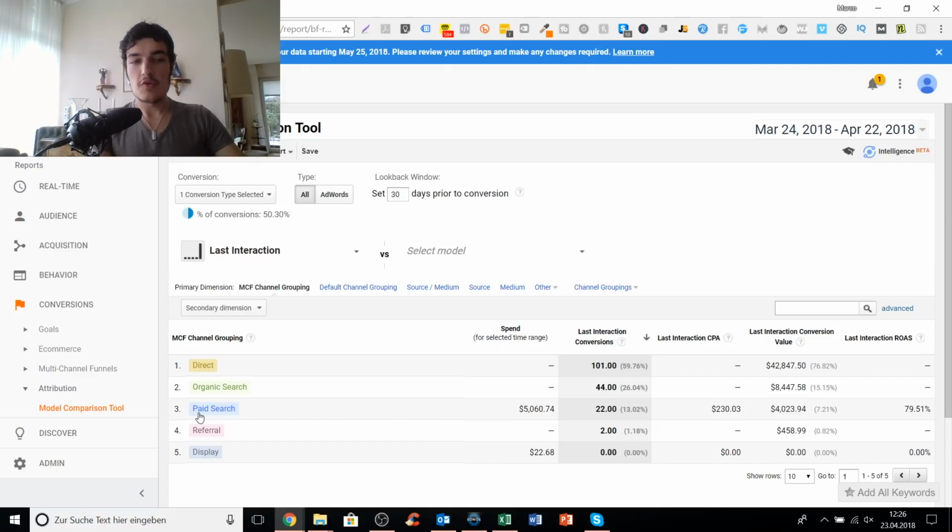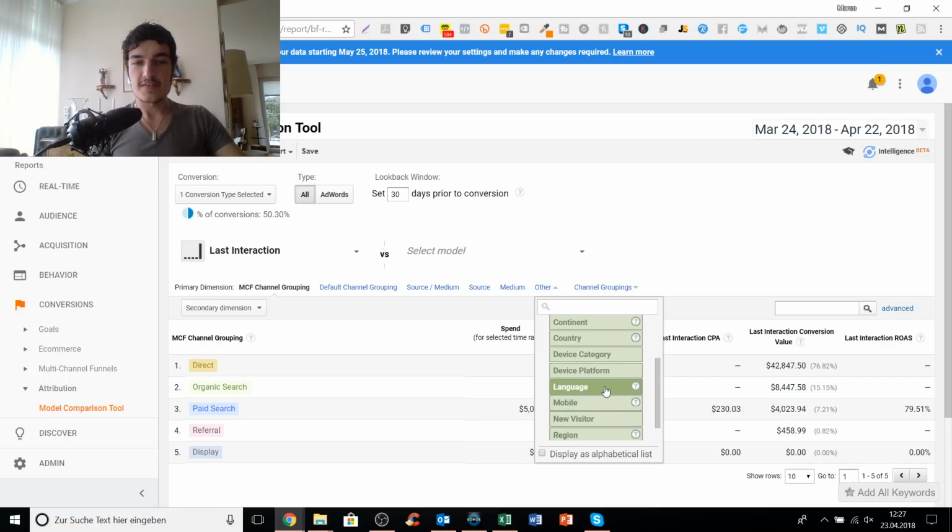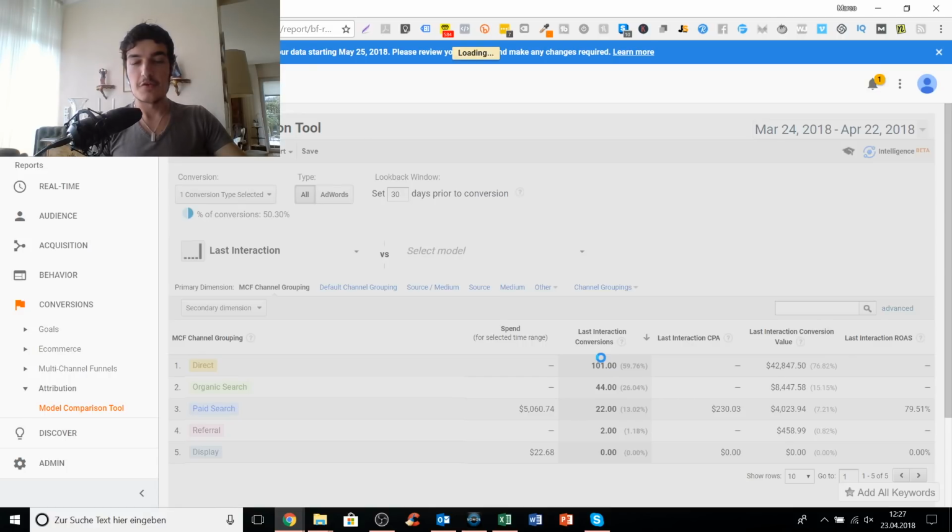So if someone who is in this group here, paid search and last interaction, has clicked on one of your paid search ads and then bought something, but he has been to your site previously. So someone who visited your site the first time using Facebook, and then the second time he came back to your site using Google AdWords because he clicked on an ad, and then he purchased something, means he is a paid search last interaction.